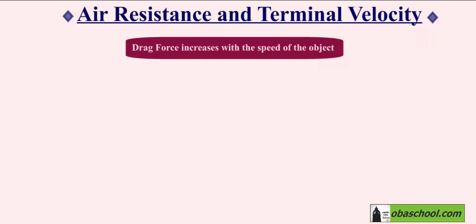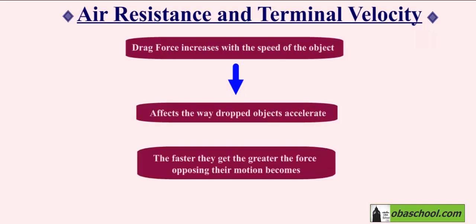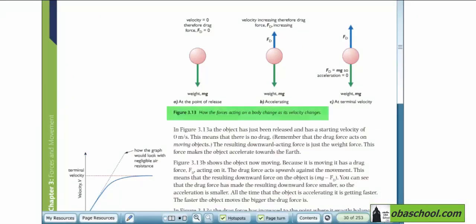Now the drag force increases with the speed of the object, and it affects the way dropped objects accelerate. The faster they get, the greater the force opposing their motion becomes. Like the free fall case, we have two forces, the weight of the object and the drag opposing it. In page 30, figure 3.13, we have here three cases.